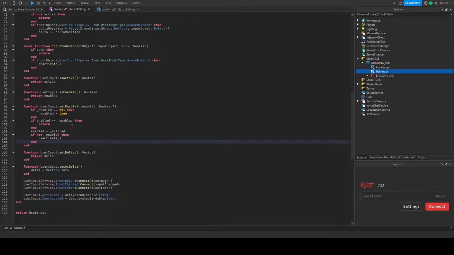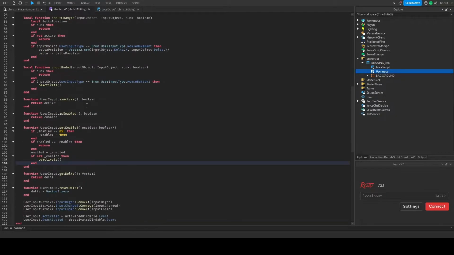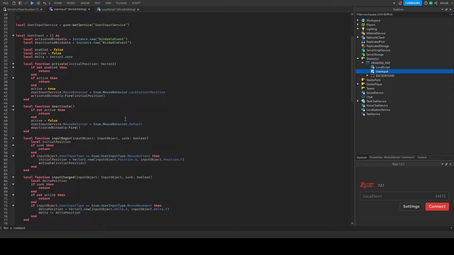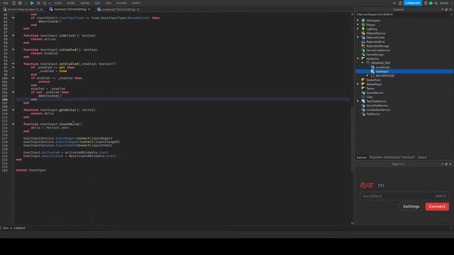So if you're clicking down on the mouse and it's disabled, then it'll basically send a signal as if you let go of the mouse button. So yeah, these are the important changes I made to this module.